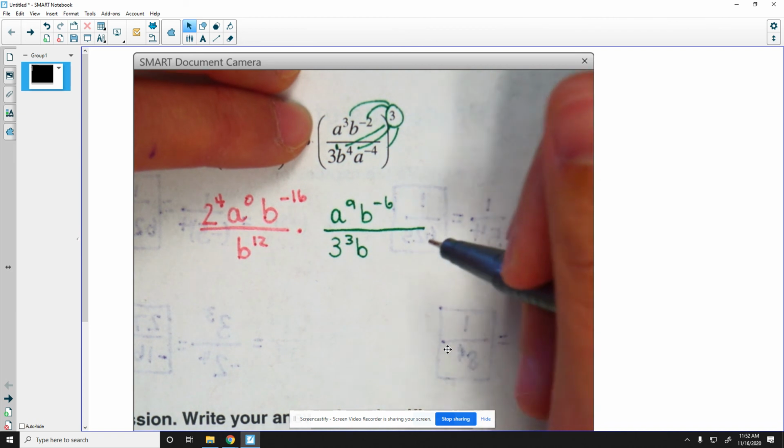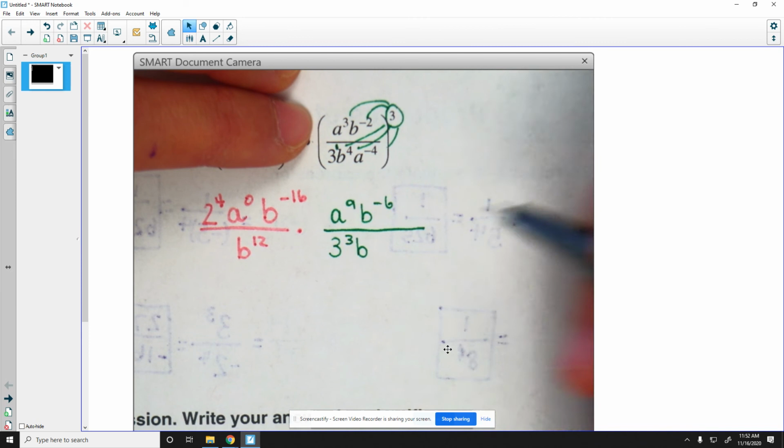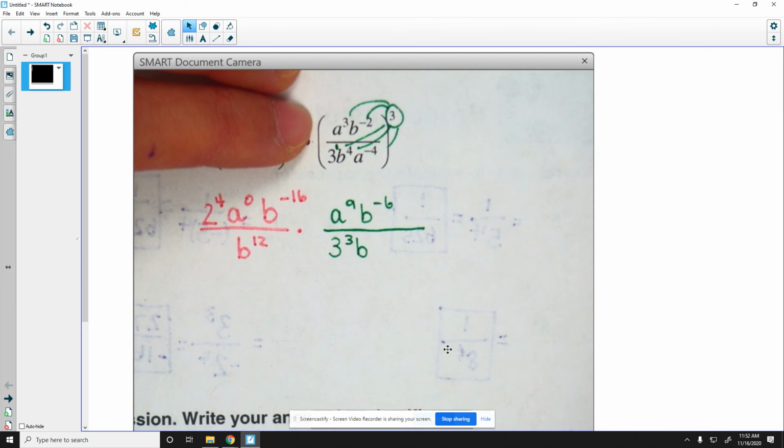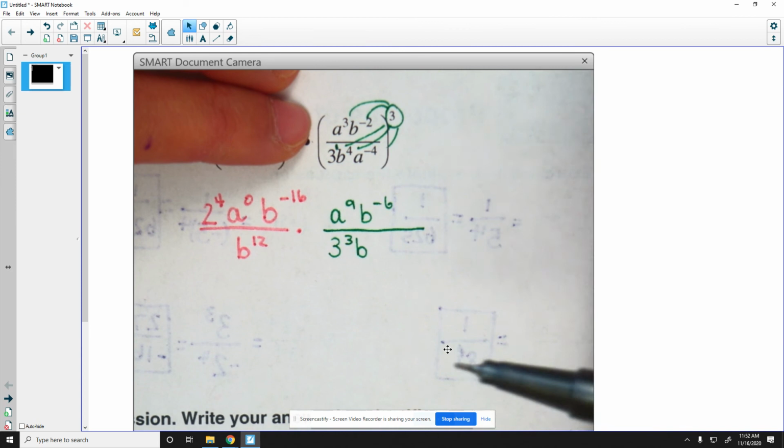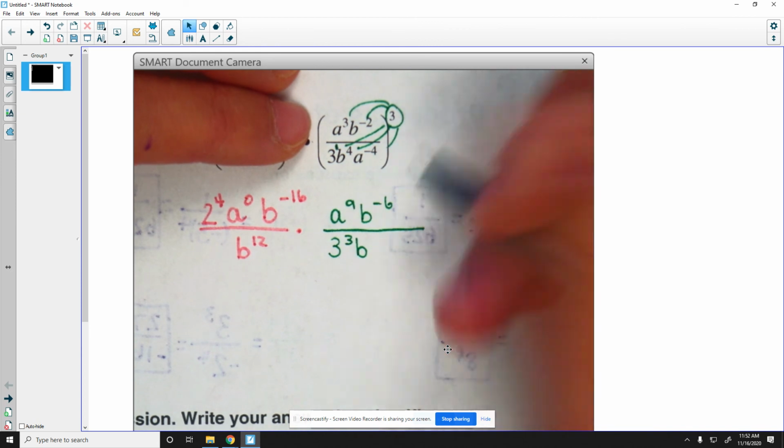B to the what? 3rd. Was that Cooper? Cooper, you didn't even get it right. Oh, wait, 9. No! I was right the first time. No, you weren't. Oh, 12. 4 times 3 is 12.